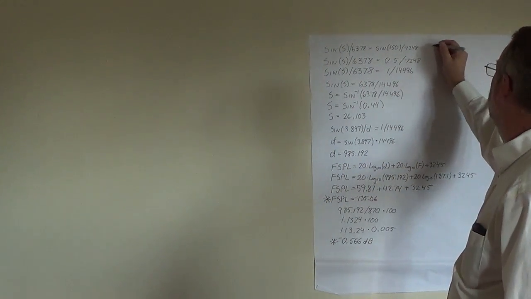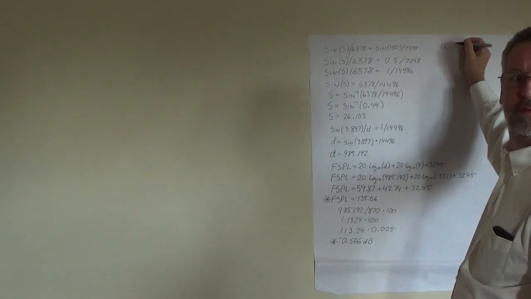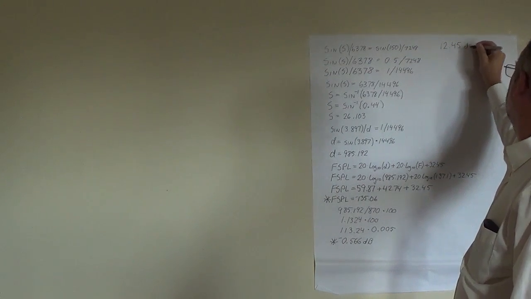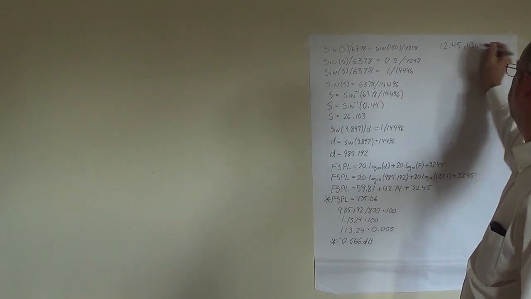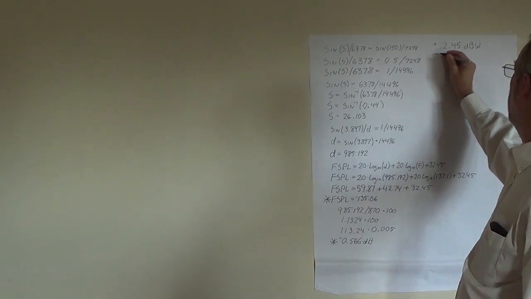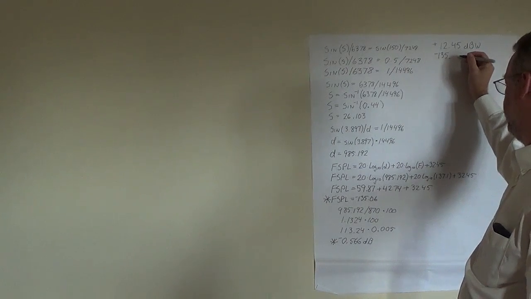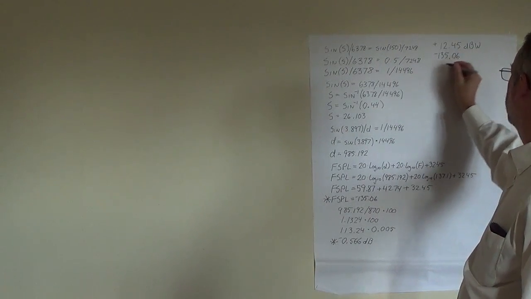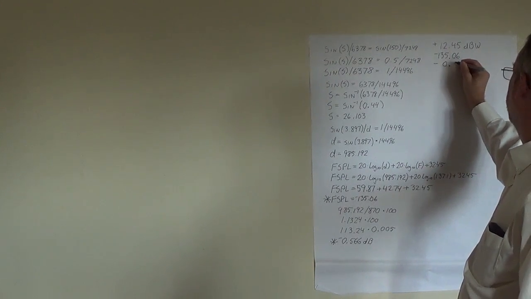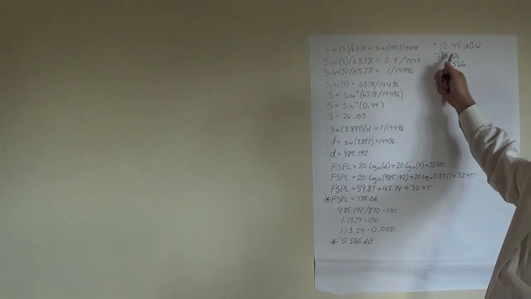It is 12.45 decibels per watt, that's a positive number, minus 135.06, minus 0.566. You'll note that these are decibels, and this is dBW.